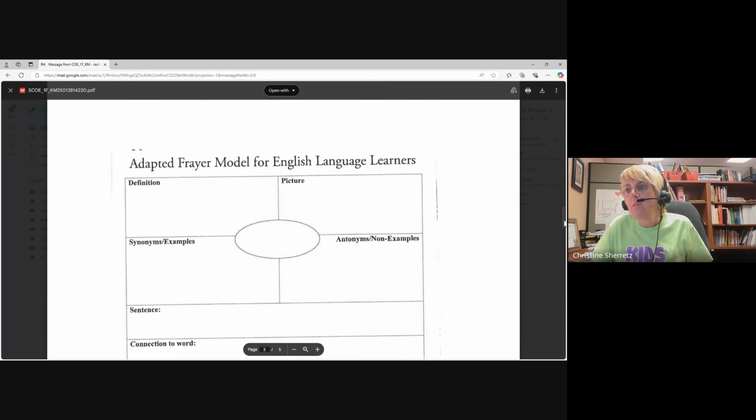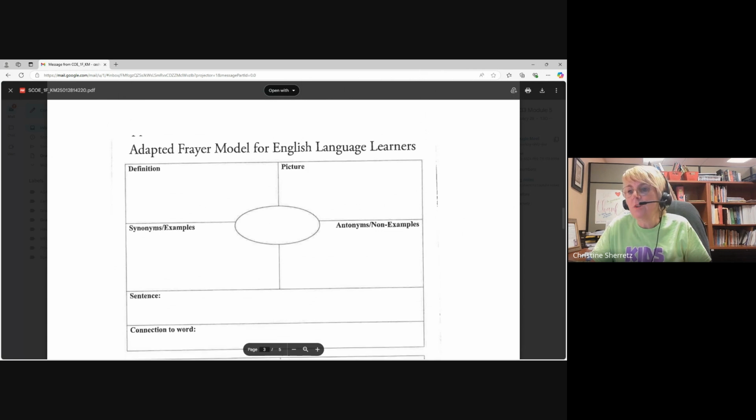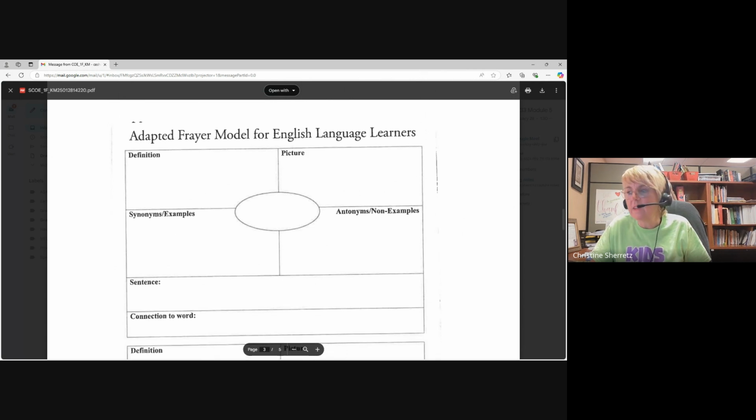Now, this is adapted as a model for English language learners, and you can see that they've added connection to the word. So how are they personally connected to that word? That's going to help your ELL learners. So that's something that's a little bit different for them.